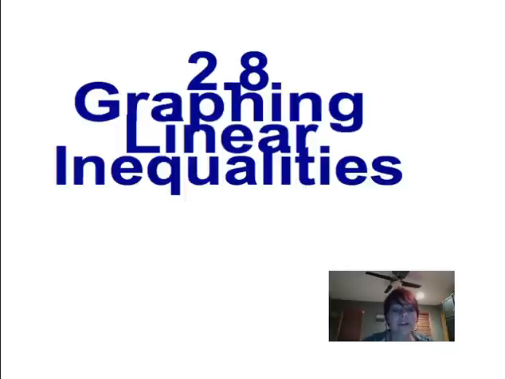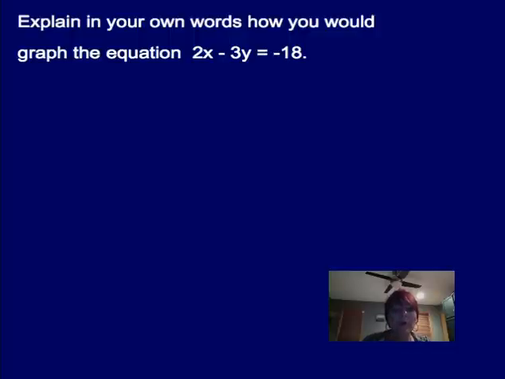We are now looking at section 2.8, Graphing Linear Inequalities. Before we start, I want you to think about how you would explain in your own words how to graph the equation 2x minus 3y equals negative 18. The big thing here is it uses the word explain, and we have to get used to writing in complete sentences. Okay, so if you were to explain this, this would be a good example.